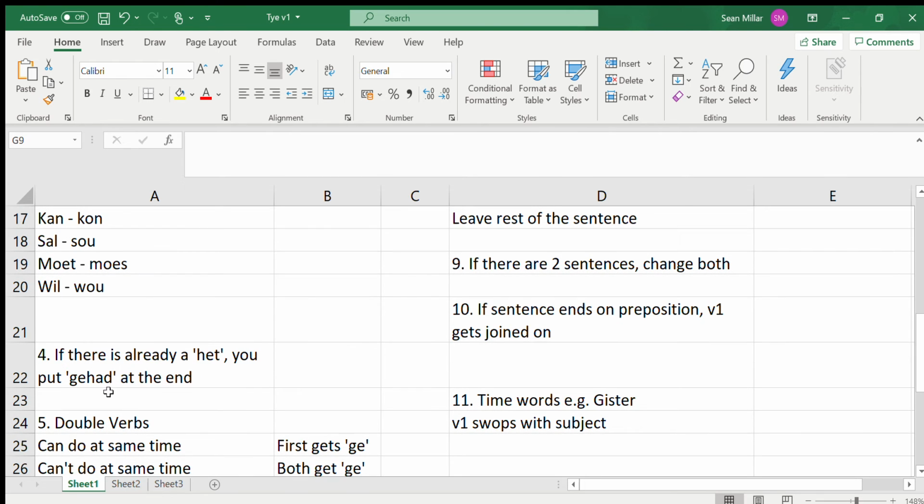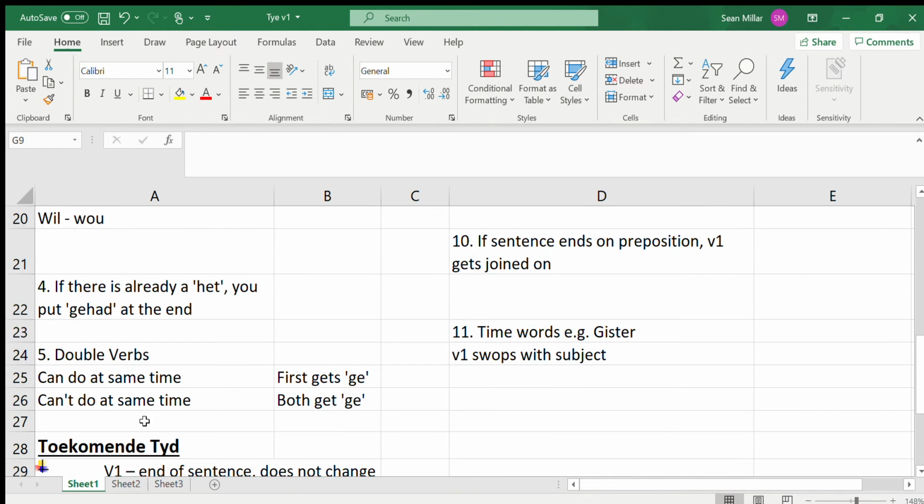Then if you get a sentence and you already see a het and they ask you to put it in Verlede Tyd and you're like, okay, what now? You simply take that het, take it to the end of the sentence as you would with an ordinary Verlede Tyd, and you make it gehad, and then where there was a het, you can replace it with another het.